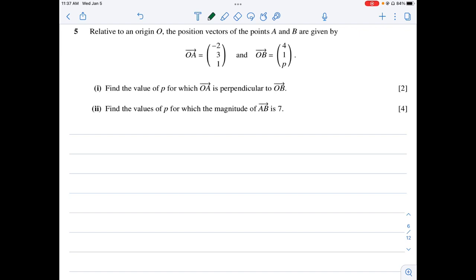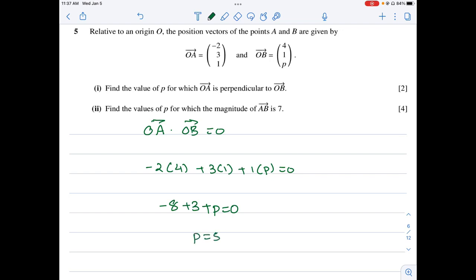Question number 5. Relative to the origin O, the position vectors of A and B are given. Find the value of P for which OA is perpendicular to OB. So OA perpendicular to OB means OA dot OB should be equal to 0. Minus 2 times 4 plus 3 times 1 plus 1 times P should be equal to 0. Minus 8 plus 3 plus P is equal to 0. So P is equal to 5.